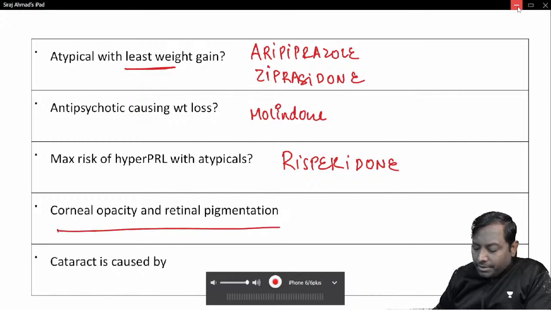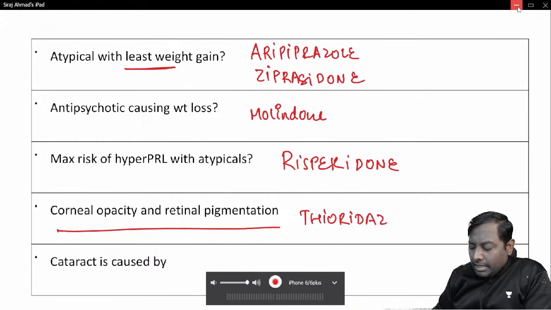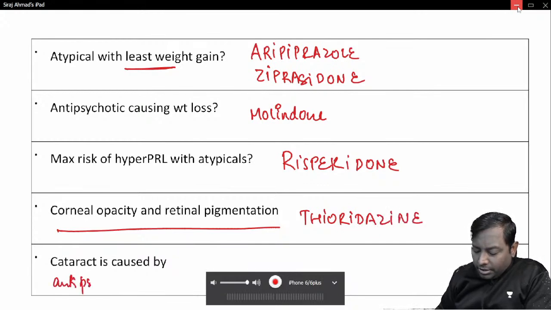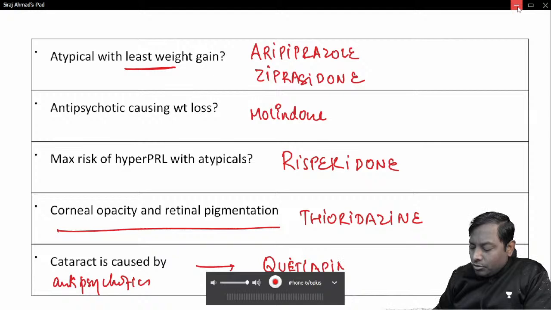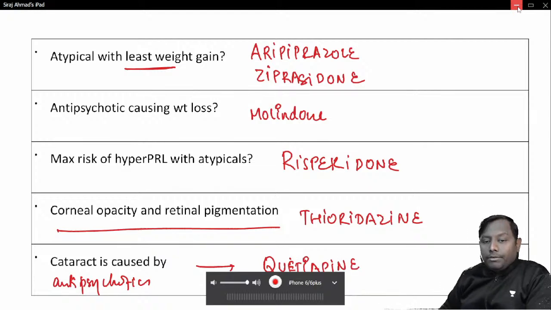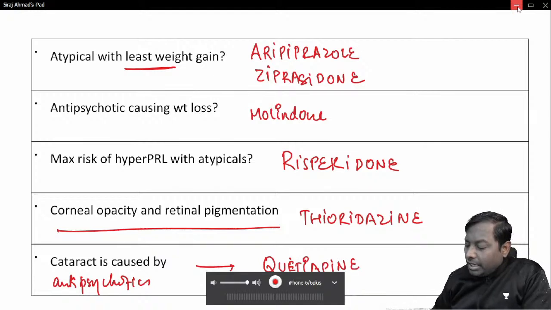Corneal opacity and retinal pigmentation, both will be associated with thioridazine, an antipsychotic drug. Among antipsychotics, the one that can cause cataracts will be your quetiapine. So again in our story it comes, quetiapine, cataract.